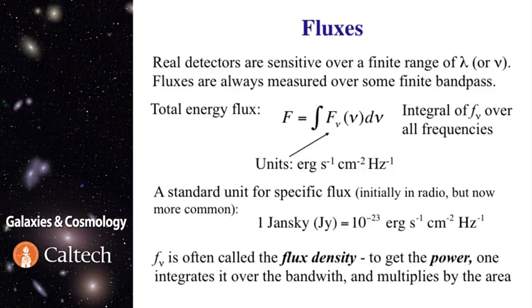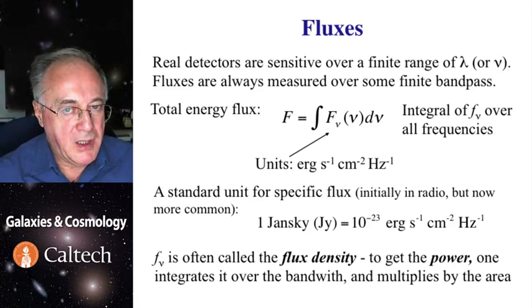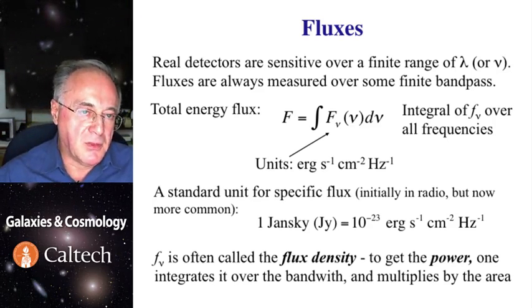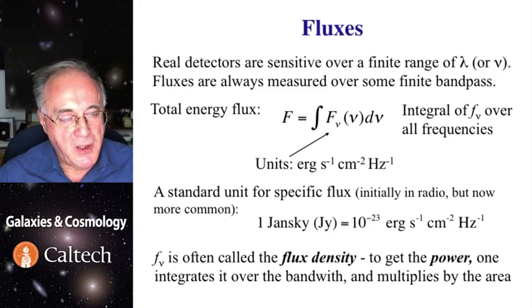Now, what we observe are fluxes. We mostly observe electromagnetic radiation, although we now have forms of astronomy that are not dependent on electromagnetic radiation, like cosmic rays, neutrinos, and soon enough, gravitational waves. But flux is what's measured, and we have detectors that can operate in the full range of wavelengths from radio to gamma rays, and they're usually measured over some finite bandpass.